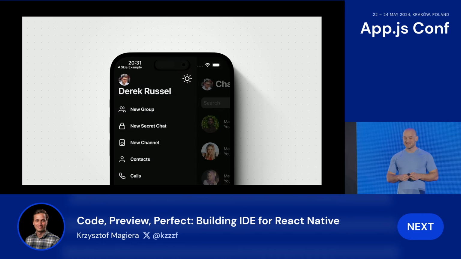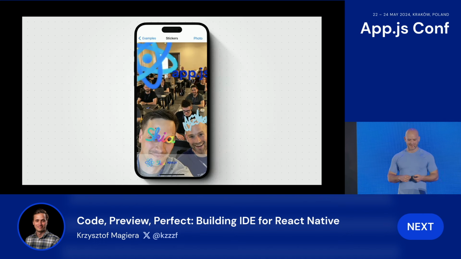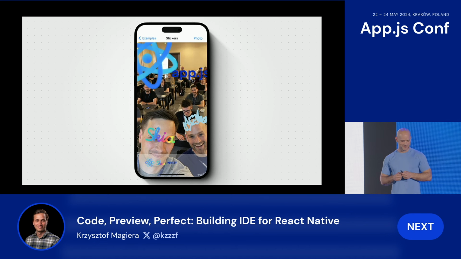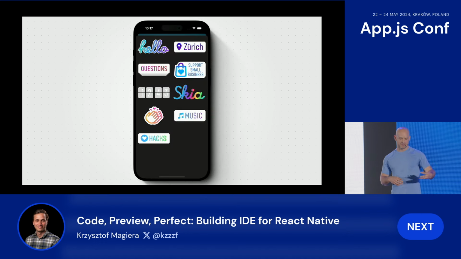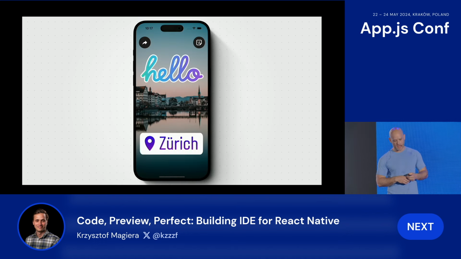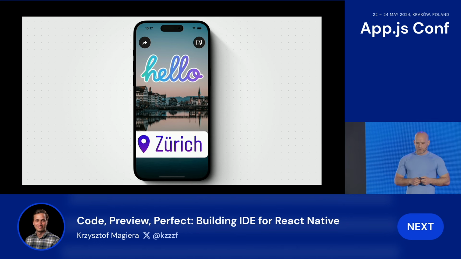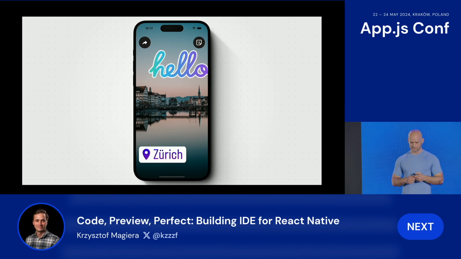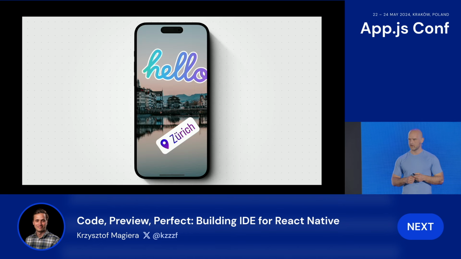Two years ago at App.js, we had a workshop on Reanimated, and we built this little sticker app. It was very clunky, but hopefully we had fun. And last year on stage, we showed the revamped version of the sticker app, and we wanted to show the deep integration between Reanimated and Skia. So what are we going to do this year? Let's have a look.